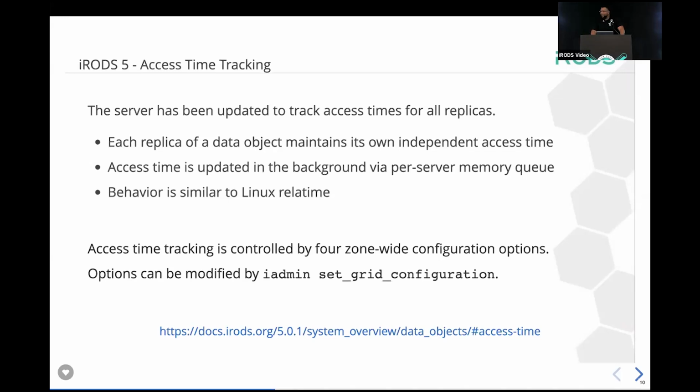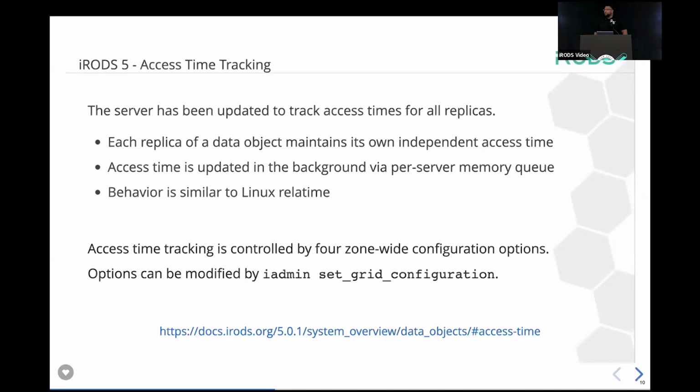For access time within iRODS, all replicas maintain their own access time. It works similar to how Linux's relatime logic works. This is all updated in the background to avoid performance issues. I think there are 4 options for access time today, which you can manipulate. These are zone-wide options, so any change to these options will affect all your servers, and you will need to make sure that you restart your servers for these things to take effect. This is one such option where you do have to restart your server for the changes to take effect.